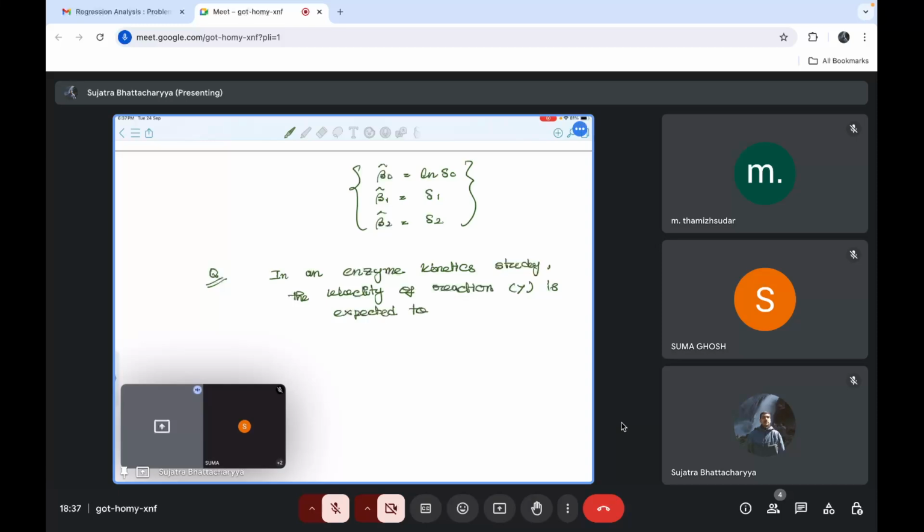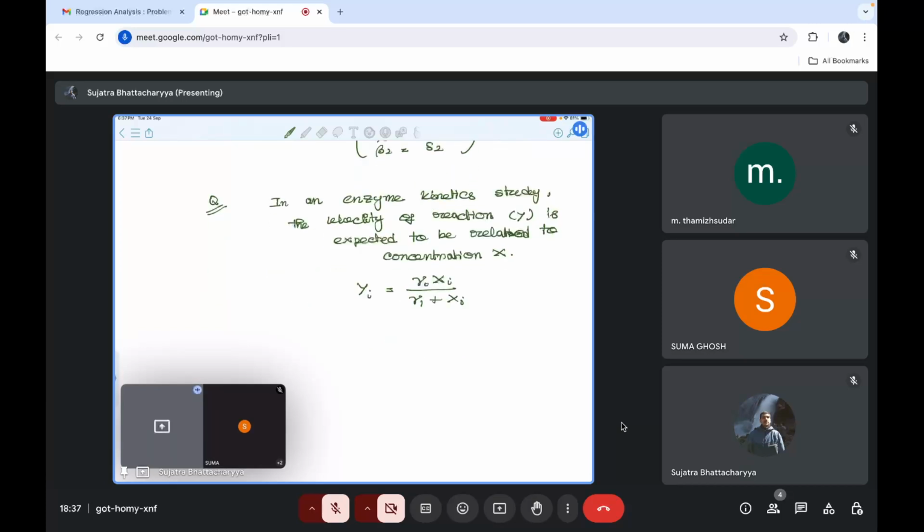is expected to be related to concentration x. And how it is related? It is given as this. So y of i, for the ith observation, y is gamma naught xi divided by gamma 1 plus xi. So i represents the ith observation. Just be careful. Okay. So can this be linearized?